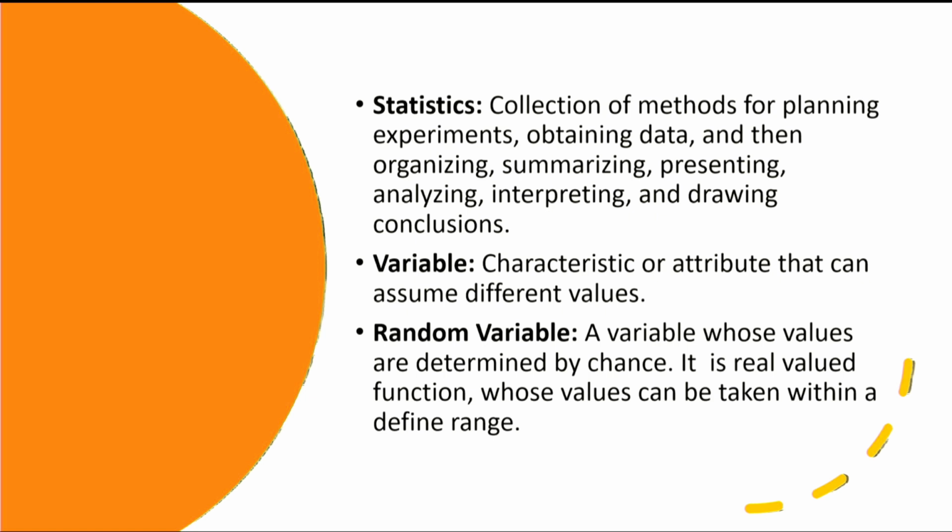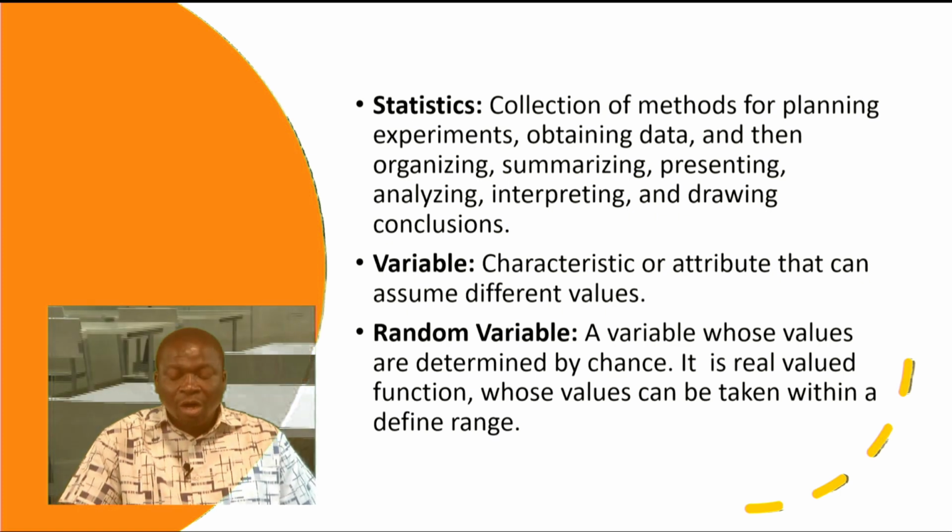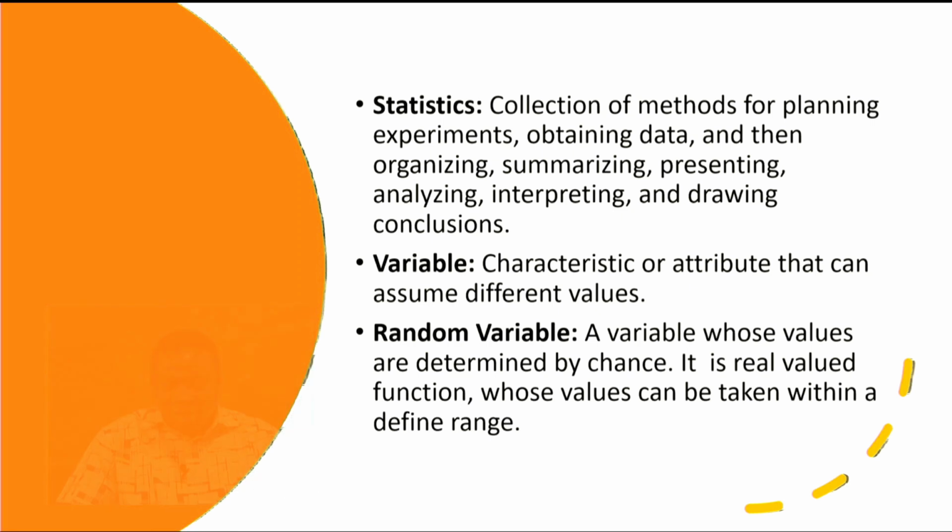Variables are the characteristics or attributes that can assume different values. Then we also have random variables. What is a random variable? A variable whose values are determined by chance. A random variable is a real-valued function whose values can be taken within a defined range.